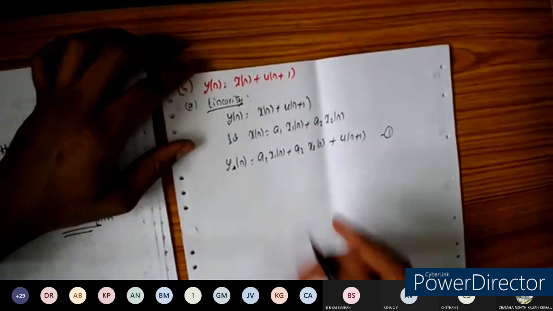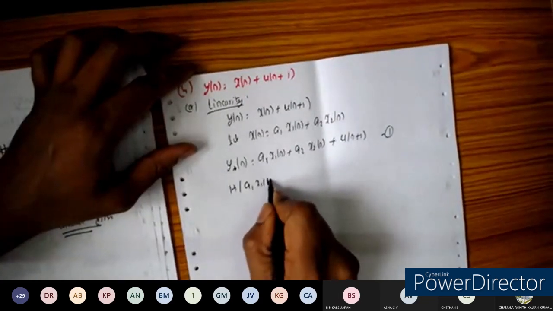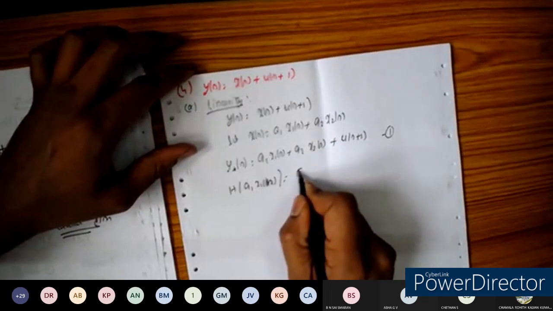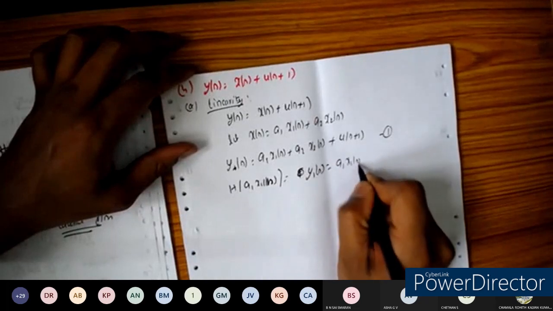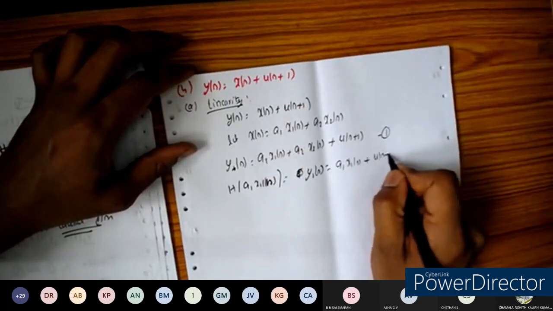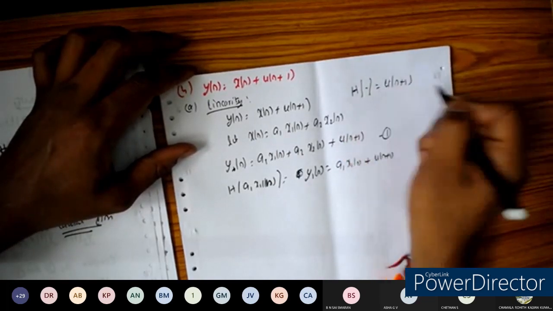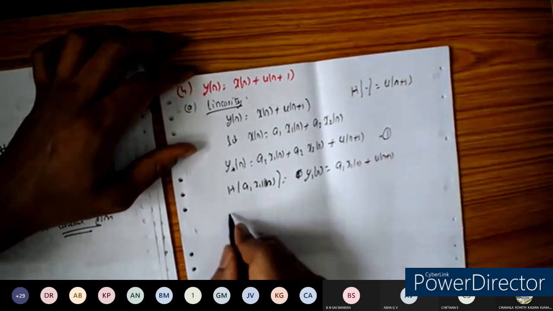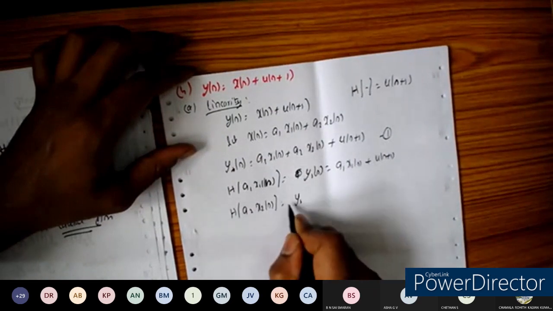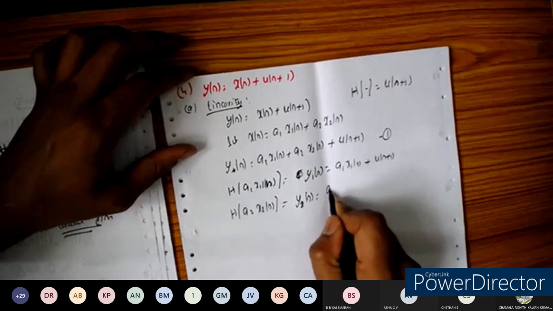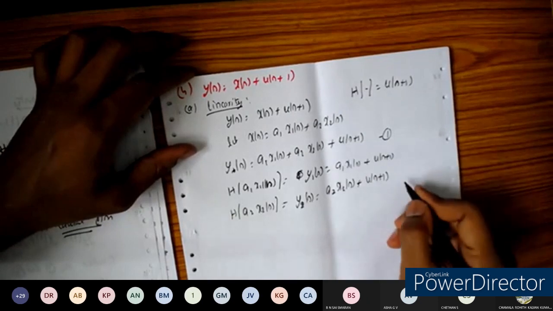Next, let us give a1 into x1 of n as the input. The output you obtain is y1 of n, which will be equal to a1 into x1 of n added with u of n plus 1. The system operator adds u of n plus 1 here. Similarly, give the input a2 into x2 of n, so the output is called y2 of n, which will be equal to a2 into x2 of n plus u of n plus 1.